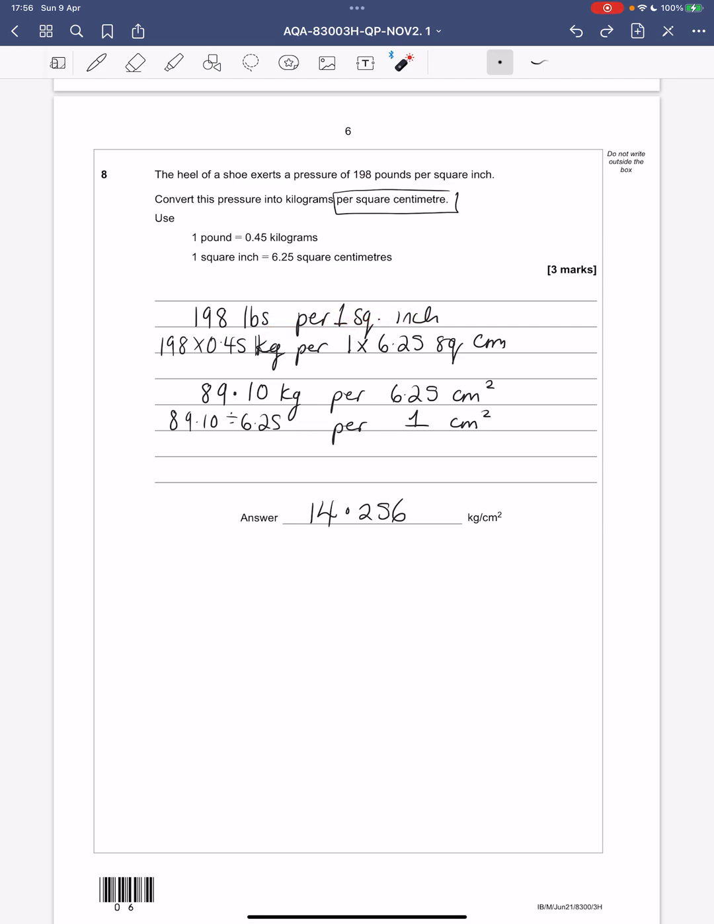198 pounds per 1 square inch. So we've got 198 times 0.45 kilograms per 1 square inch, which is 6.25 square centimetres. So do this on the calculator, 89.10 kilograms per 6.25 centimetres squared. So we'll divide by 6.25 and you get 14.256 kilograms per centimetre squared.